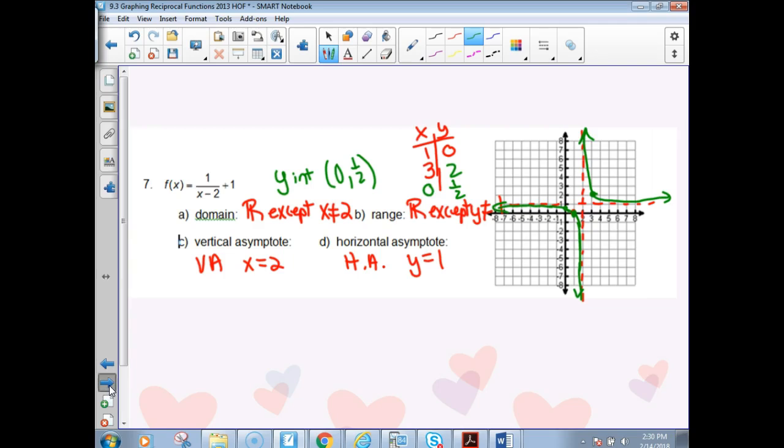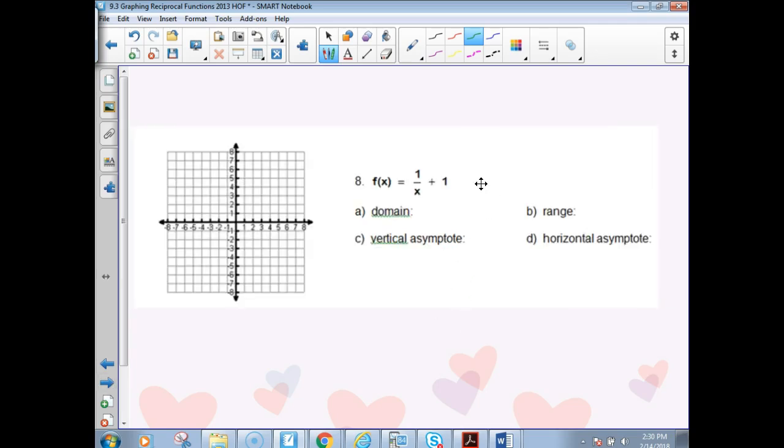All right, last one. Number 8. Oh, another 1 in the numerator. Not going to have too many points to plot, but this time x cannot equal 0. All reals except x cannot equal 0, and the range, all reals except y, I wrote that kind of weird, y cannot equal 1. Vertical asymptote, x equals 0, horizontal asymptote, y equals 1.